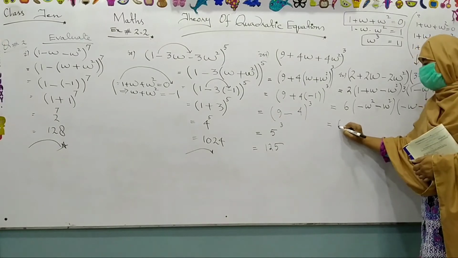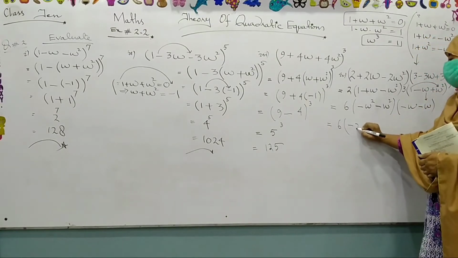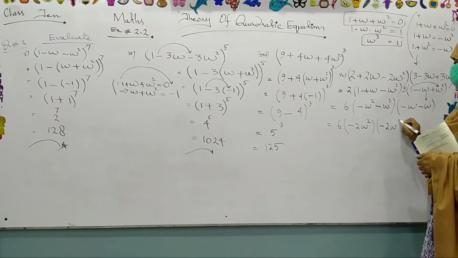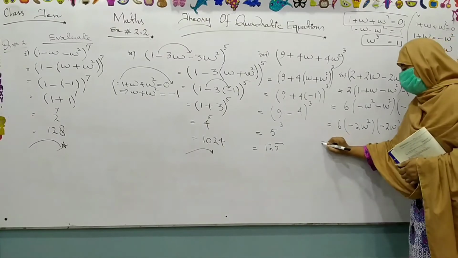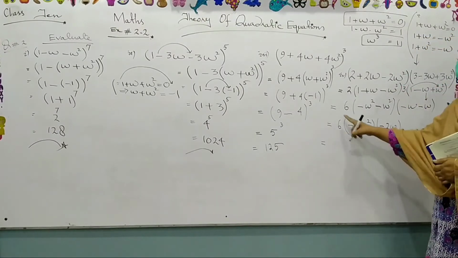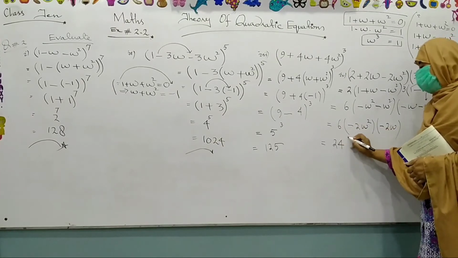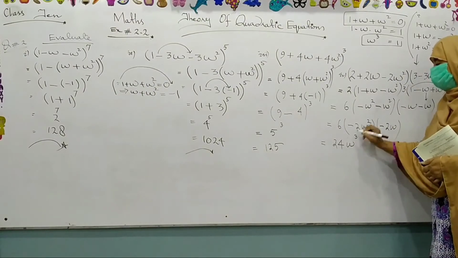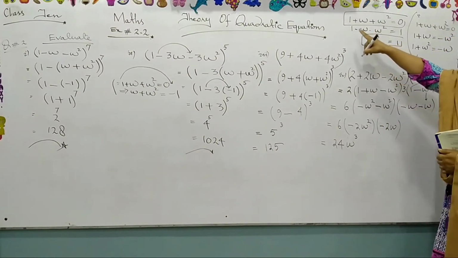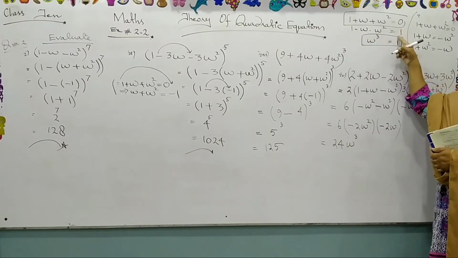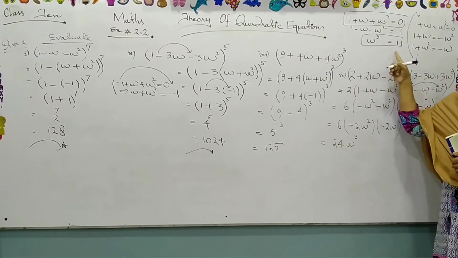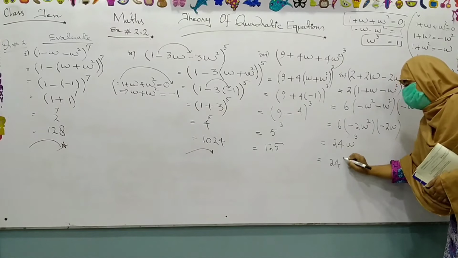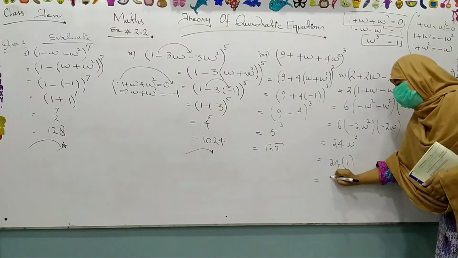Now, what is my next step? Similar terms, like terms are added, minus 2 omega square. And what is here? Minus 2 omega. Now students, see, minus minus plus, 2 times 4, 4 sixes are 24. And what will be omega square and omega? It will become omega cube. And I have told you the product of cube roots of unity is 1. That is omega cube is equal to 1. So I will substitute omega cube is equal to 1. And 24 times 1, the 24.